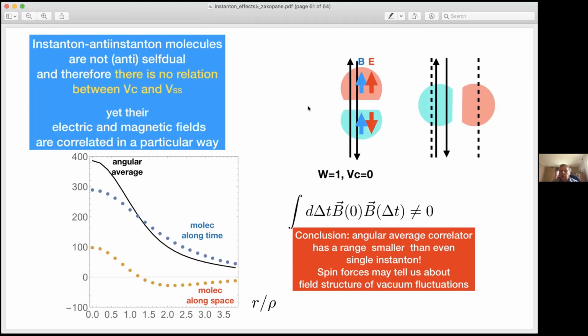However, if you calculate the spin potential, it does contribute because it correlates B fields, which are correlated. So this blue line shows what kind of potential, VSS, we get from this configuration. Now, if we put it in the other orientation, we get this red curve. If the distance is large, like this, it gets negative. If we add them together with the correct averaging, we get this black line. So what do we see? We see that there is a cancellation at these distances. So these molecules actually produce spin forces which are a little bit more concentrated than the instantons.